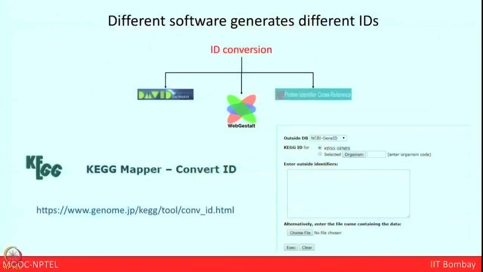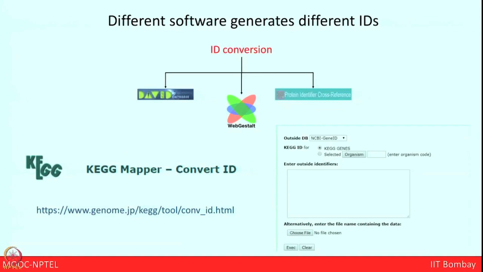So, DAVID, WebGestalt and Protein Identifier Cross Reference are very simple tools where we just need to put in the list of IDs, and we can select which IDs we will get as the conversion. But there is an important tool, that is the KEGG Mapper ID converter. That is a very important tool because, unlike other platforms, we cannot put any other ID in the KEGG Mapper. We have to get the KEGG gene ID, and then only can we put it in the identification toolbox and get the KEGG mapping pathway.